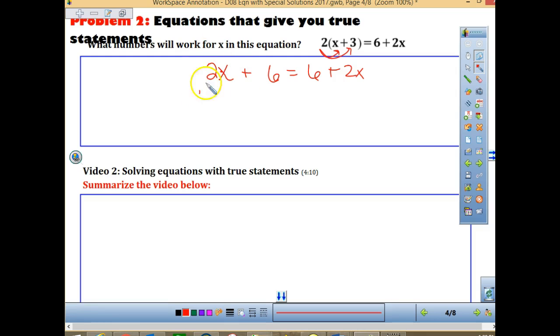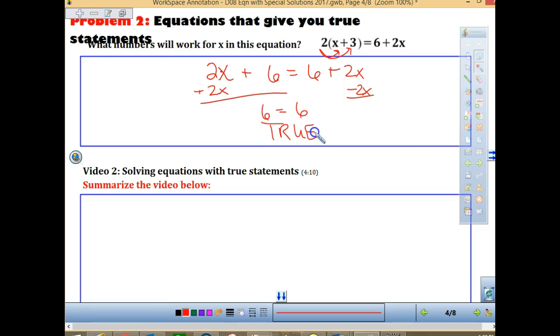How do I get all the x's on one side? What do I have to do? Minus 2x. Minus 2x. Once I'm minus 2x on both sides, I am going to be left with 6 equals 6. This is a definite true statement, wouldn't you say?